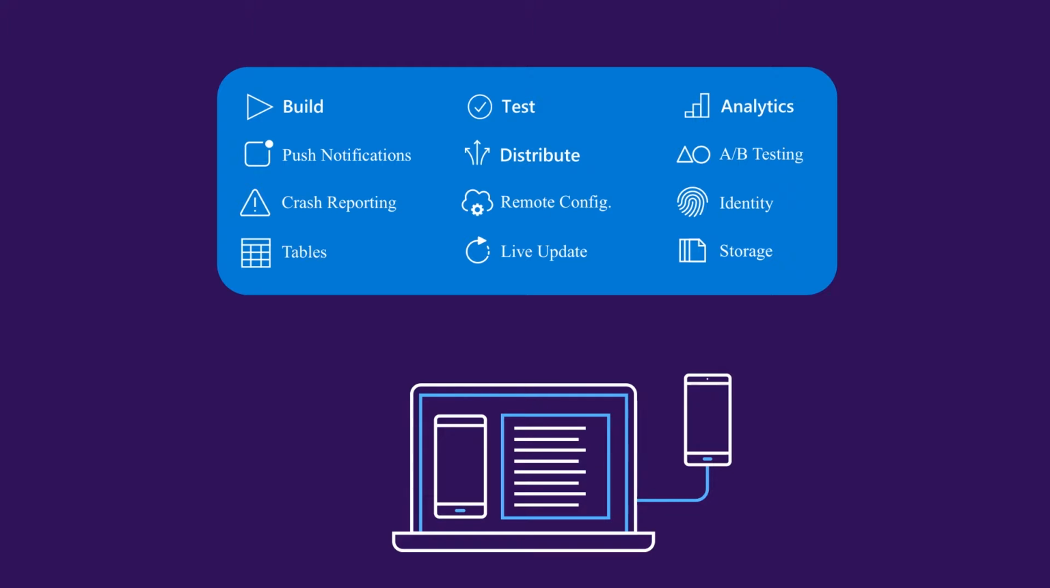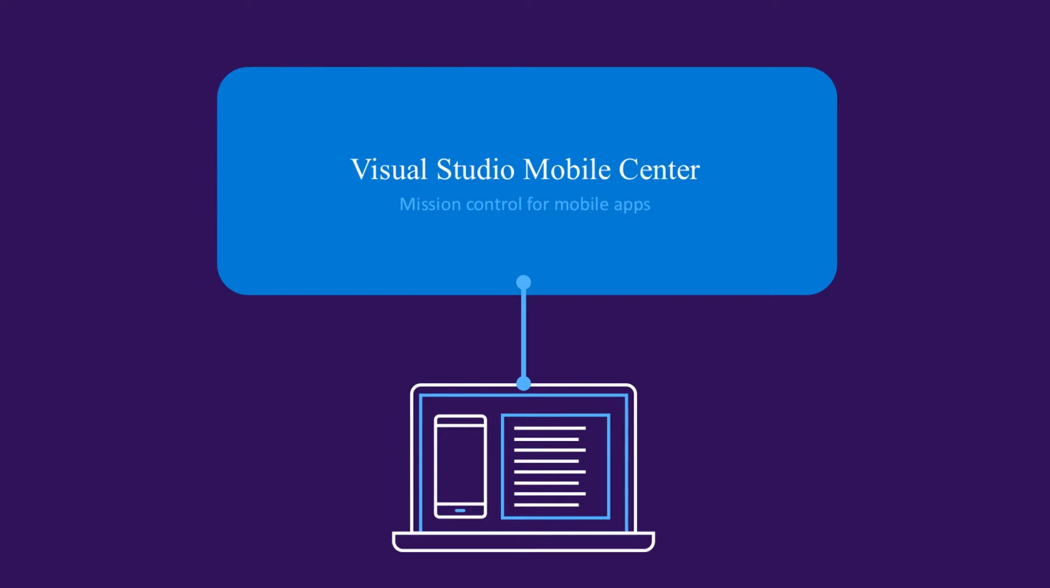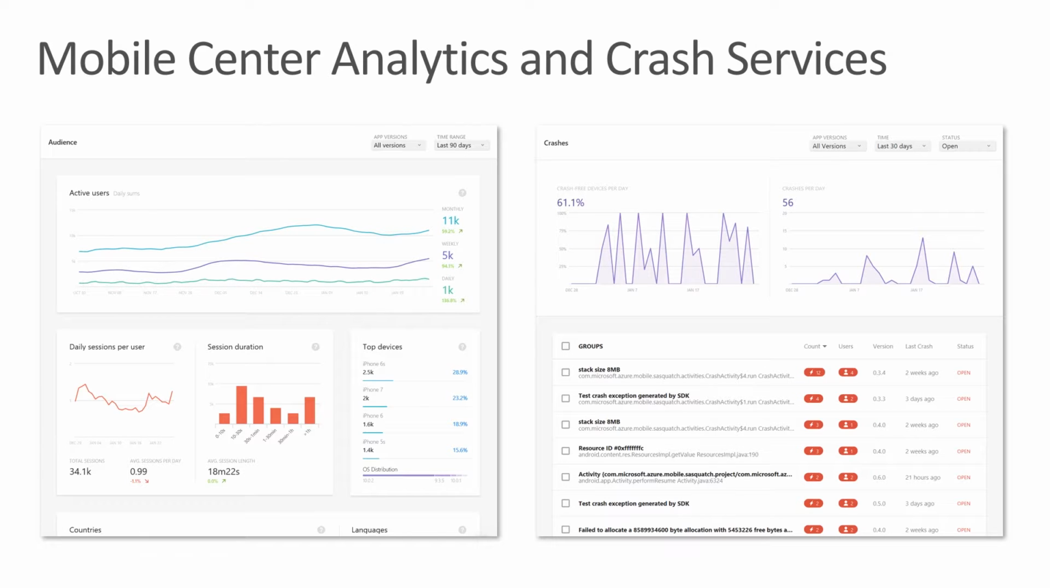The different services are build, test, and distribute for the DevOps part, tables, identity for the app development part, and analytics and crash reporting for the learning part. And we are adding new services as we speak in order to offer you an even more comprehensive platform. Today, we will talk about two of these services: analytics and crash.